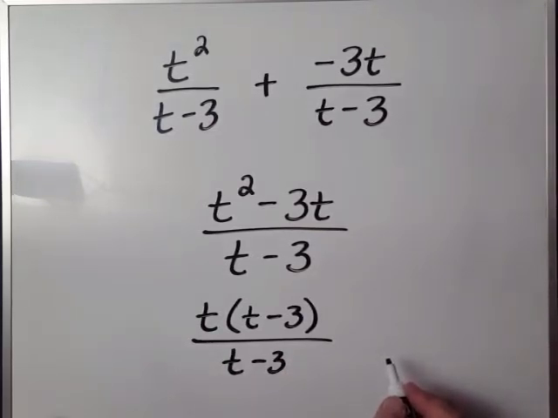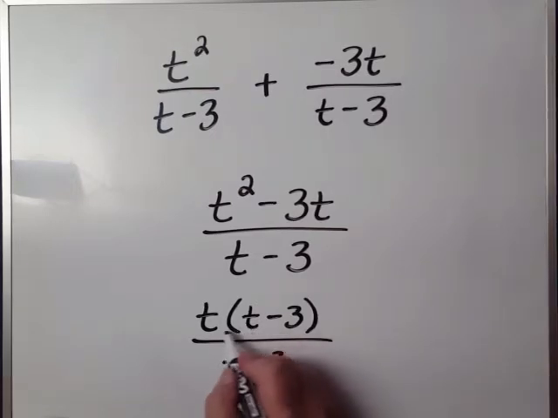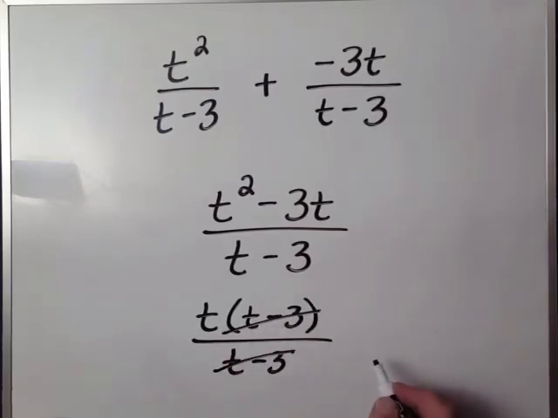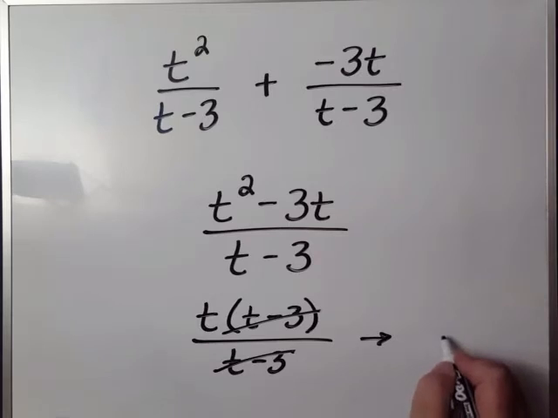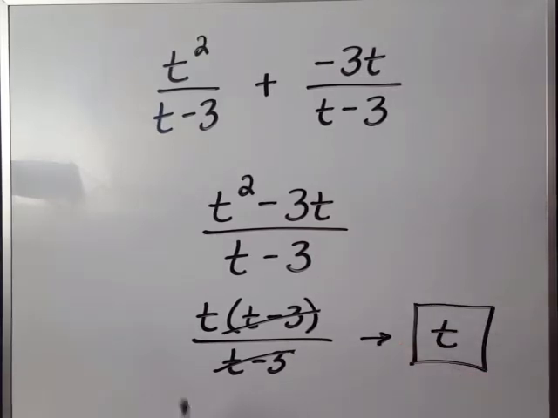Well, I'm glad we checked, because these t minus 3's will cancel to leave simply t over 1, but we don't write over 1. And why is that again? Because t over 1 is not simplified. T divided by 1, anything divided by 1 is itself. And so t over 1 would just be t.